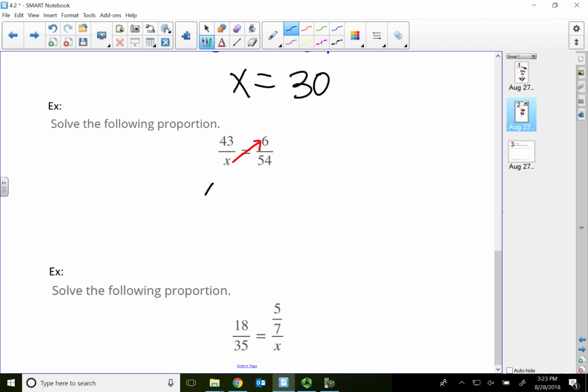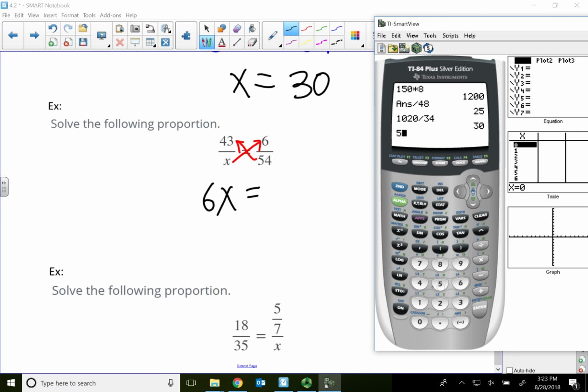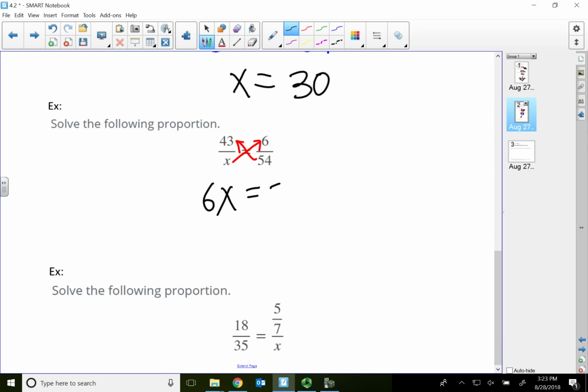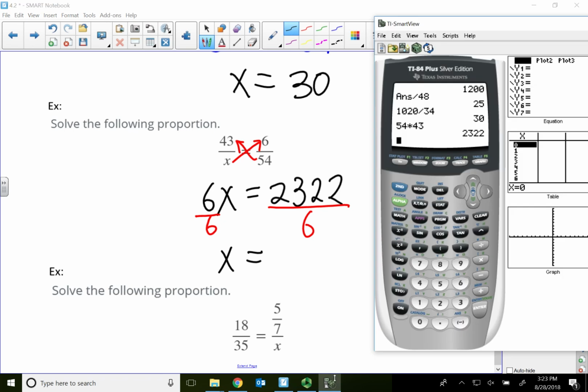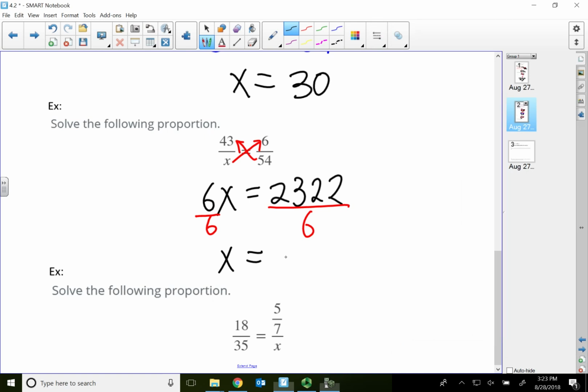So x times 6 is 6x. Set it equal to 54 times 43. 54 times 43. That gave me 2322. Now to get x by itself, I will simply divide both sides by 6 since I only got two terms. The very last thing I do is divide it by the coefficient. So divided by 6, 387.